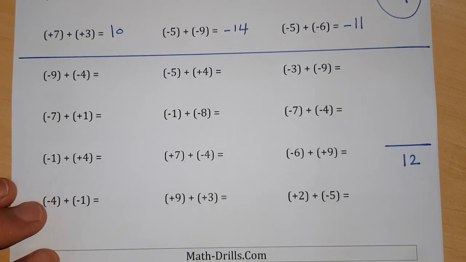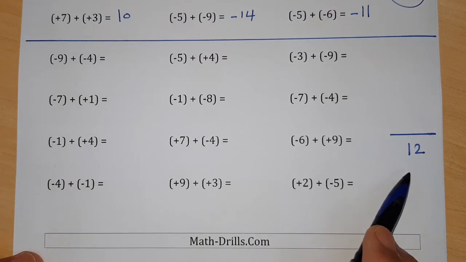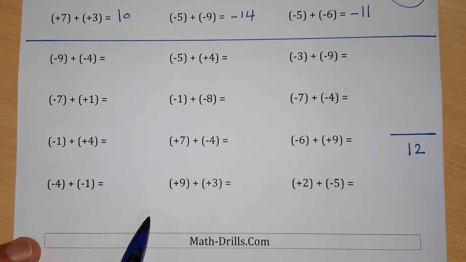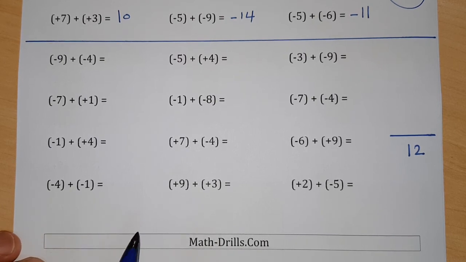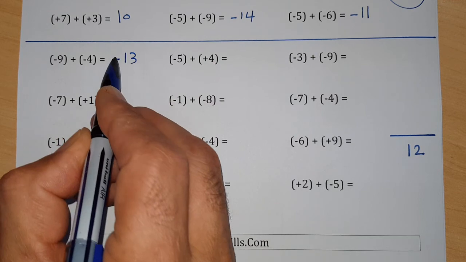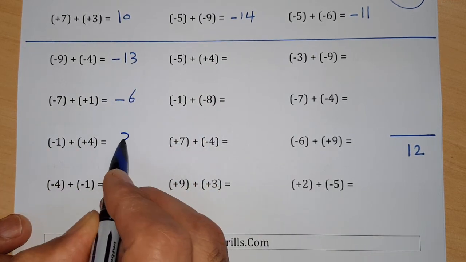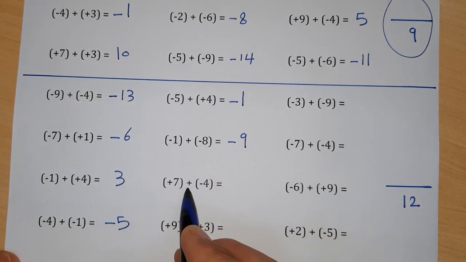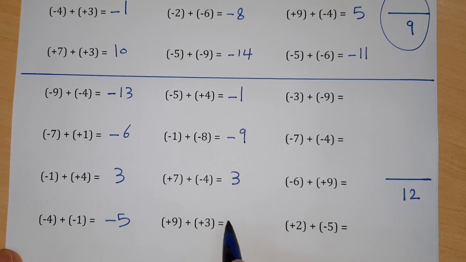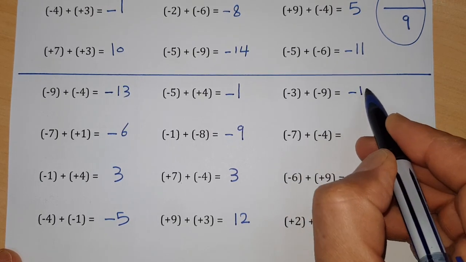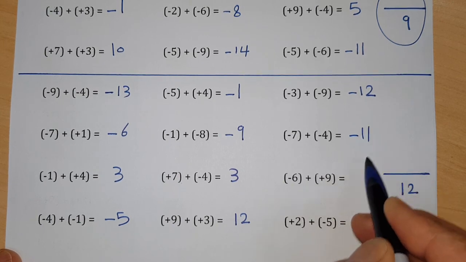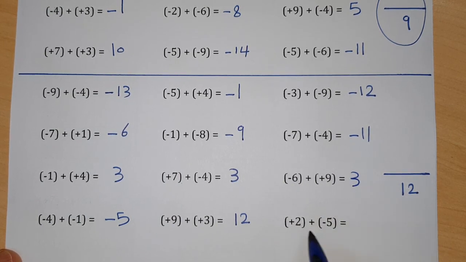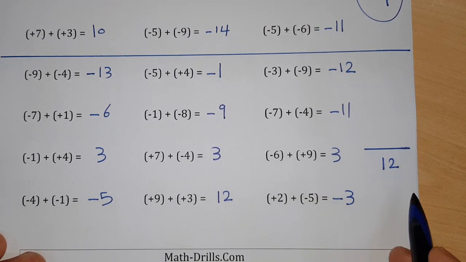Continue the last set we have today. This set of 12 questions. Stop the video now and solve these questions. Check your answer now with me. Negative 13, negative 6, 3, negative 5, negative 1, negative 9, 3, 12, negative 12, negative 11, 9 minus 6 is 3, and 2 minus 5 equals negative 3. Now, give a mark to yourself.